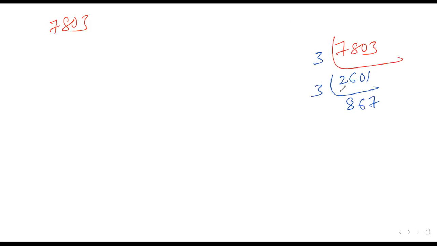2601, 867. Next, the 3 table is possible again. 8 plus 6 is 14, plus 7 is 21. The 3 table is possible. 3 2s are 6, 3 8s are 24, 3 9s are 27. 289, it's okay.